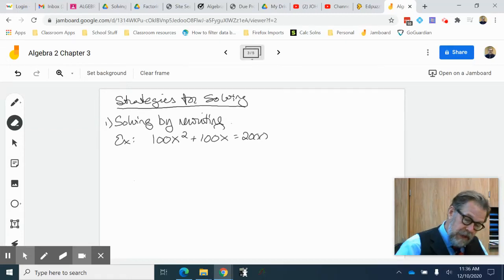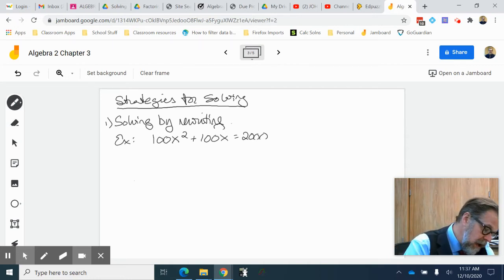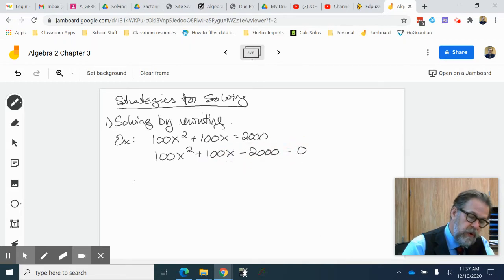All right, guys, let's talk about some strategies for solving. In the last video, we talked about rewriting equations. So our first example is going to be how could we rewrite this equation to allow us to solve it? And the obvious first step, of course, is to subtract the 2000 because we know that anytime we see a quadratic, we want to write it as equal to 0. This now allows us to either factor the quadratic or use our quadratic formula.